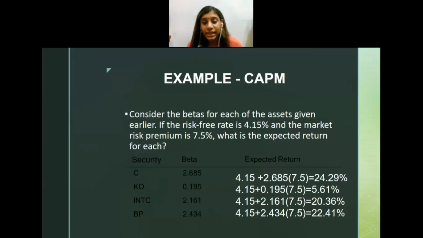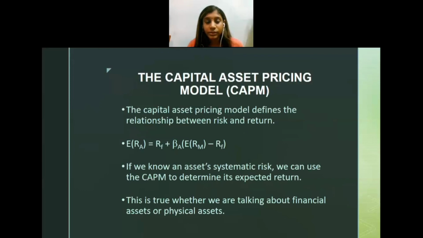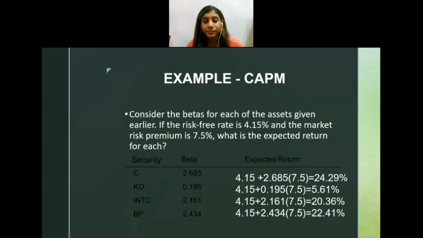In the previous slide, we have the formula: expected return is equal to risk-free rate plus beta times the market risk premium, expected return minus the risk-free rate. In this question, consider the beta for each of the assets given earlier. If the risk-free rate is 4.15% and the market risk premium is 7.5%, what is the expected return for each?